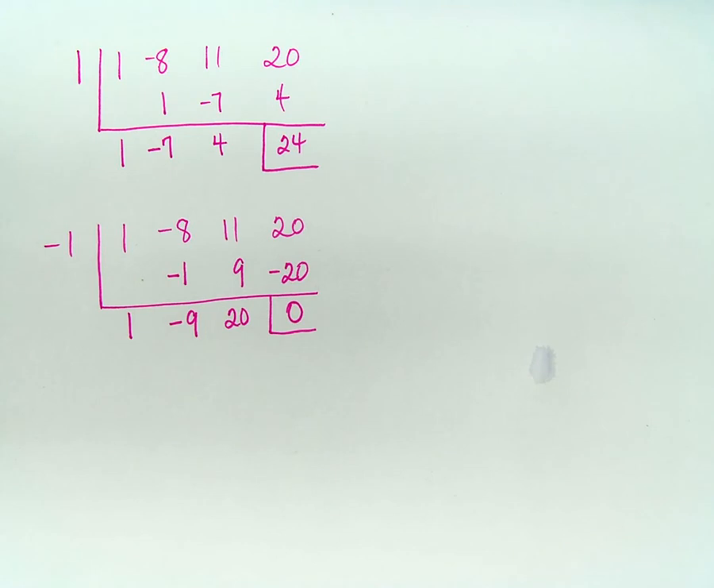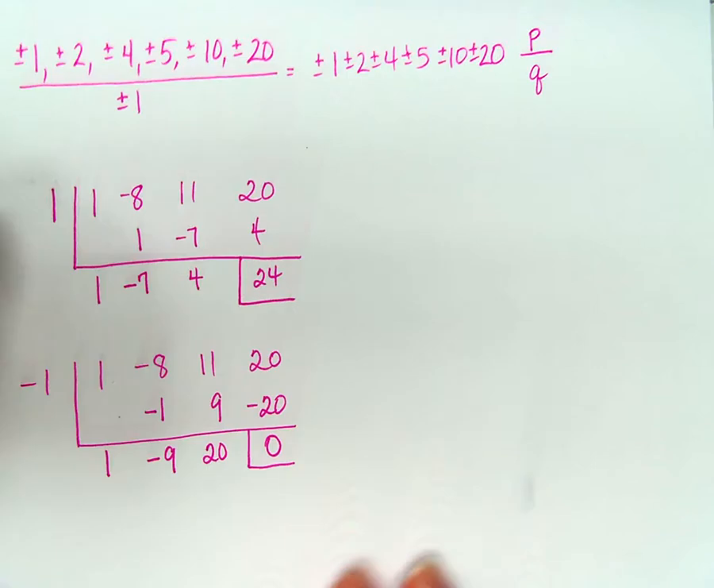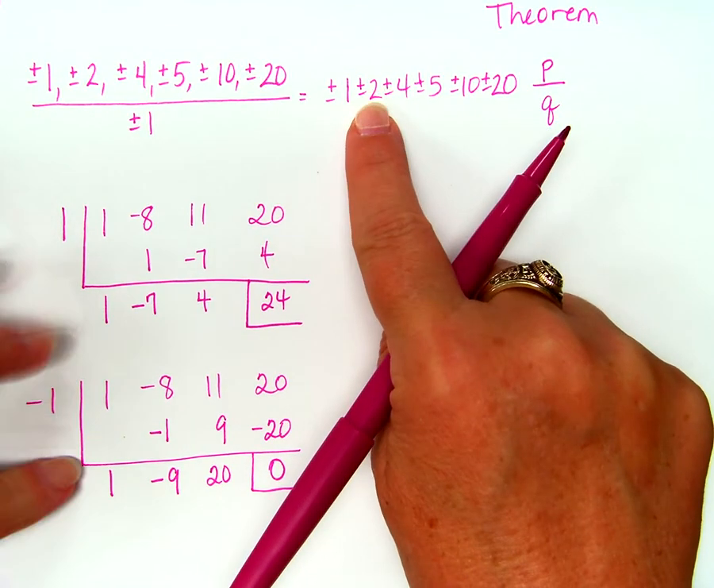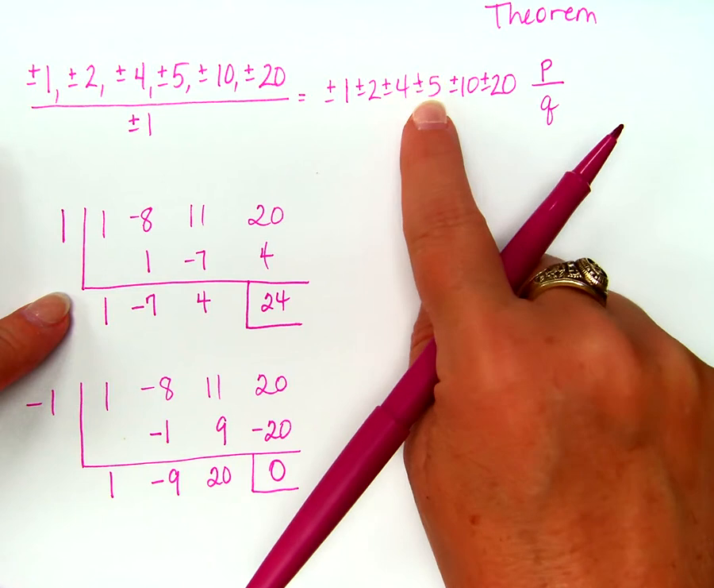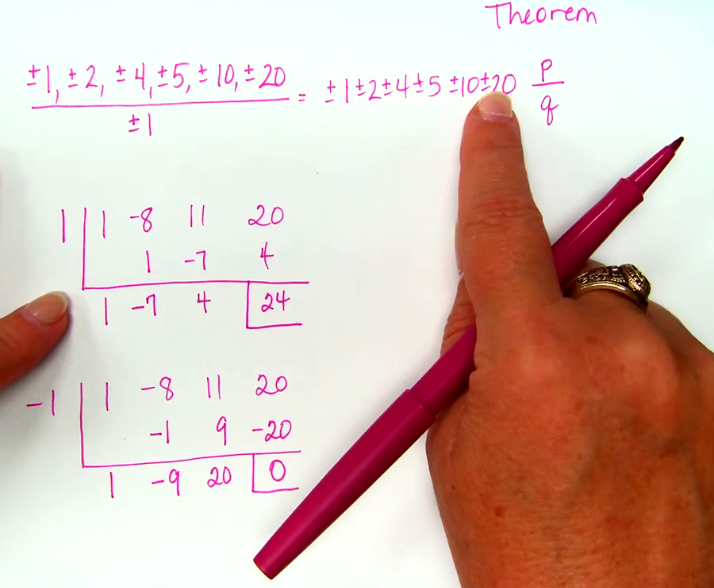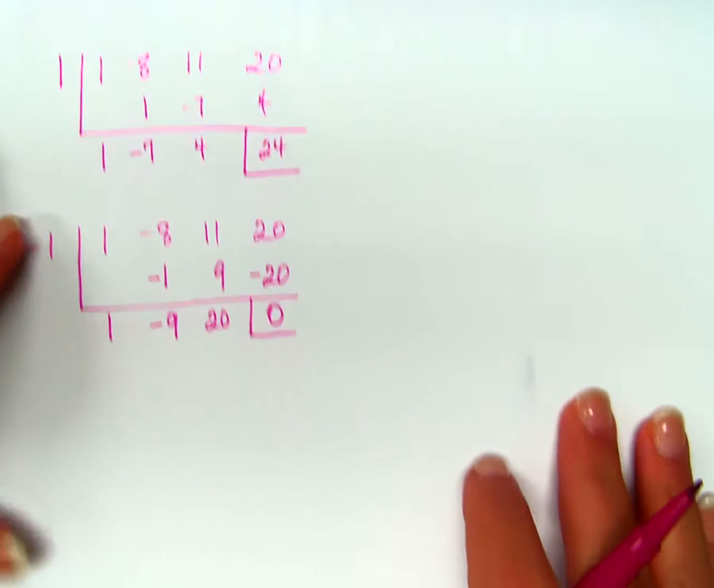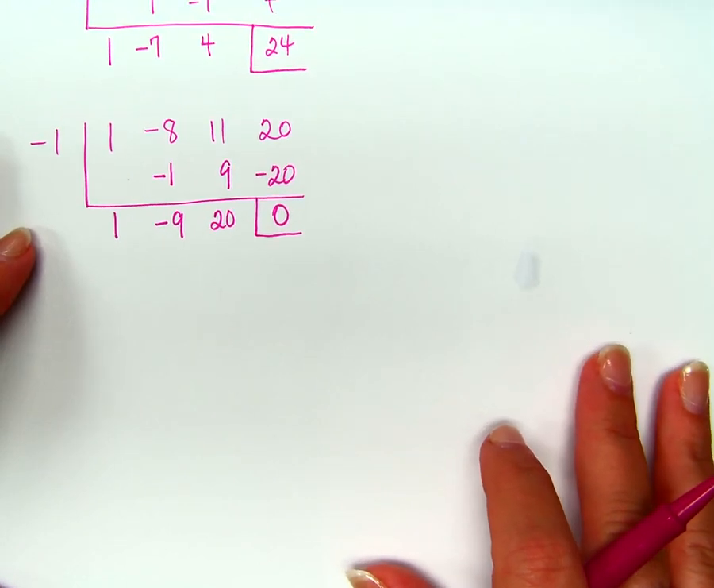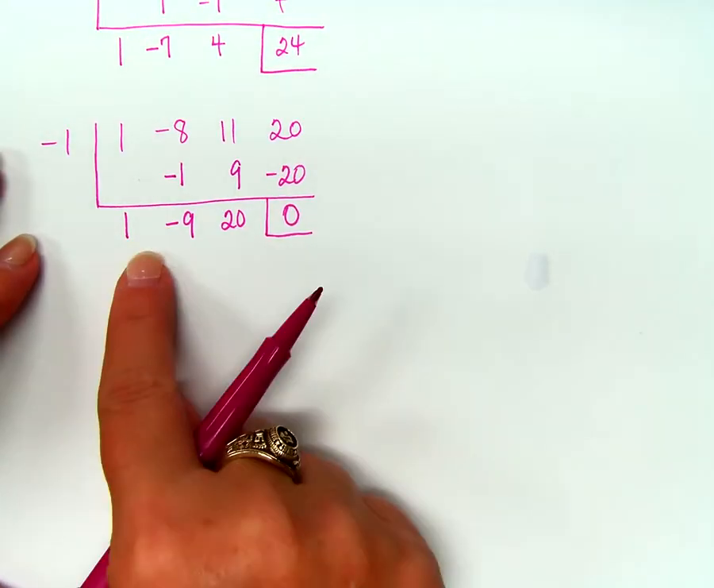So what I could do is start all over again. Or I could keep going. I already did 1 and -1. I could do 2 and -2, and then 4 and -4, and 5 and -5 until I found all my solutions, right? All 3 of them. But I would rather be smarter. Would you guys rather be smarter? Yes. Here's what I want to do.